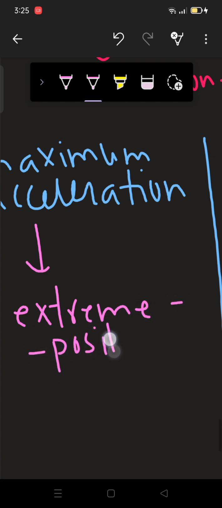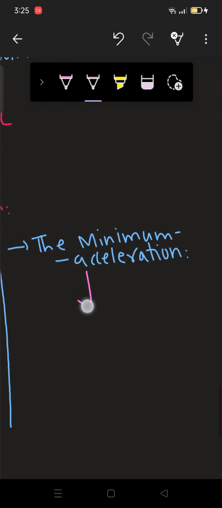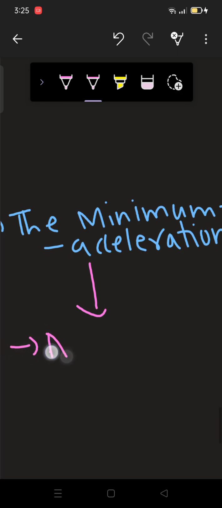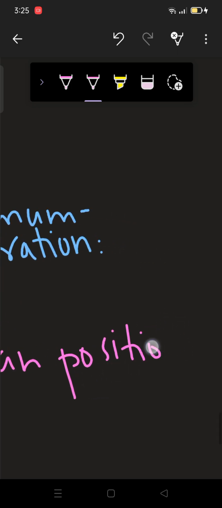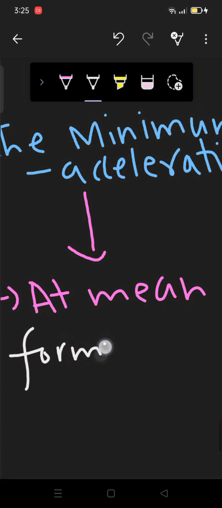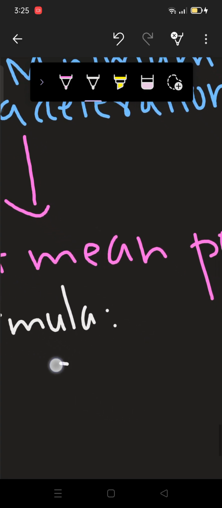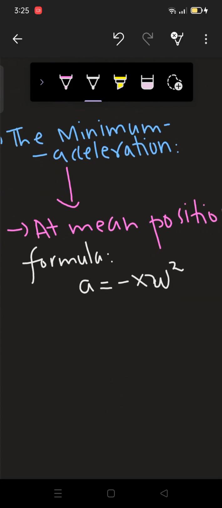At the extreme position, right? And where are you going to have your minimum acceleration? At the mean position. We know that at the mean position your displacement is equal to 0, right? Or you can write the general formula for acceleration first. So the formula for finding the acceleration is what? A is equal to minus x omega square, right?